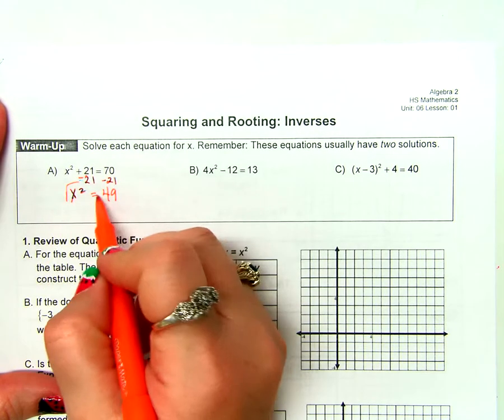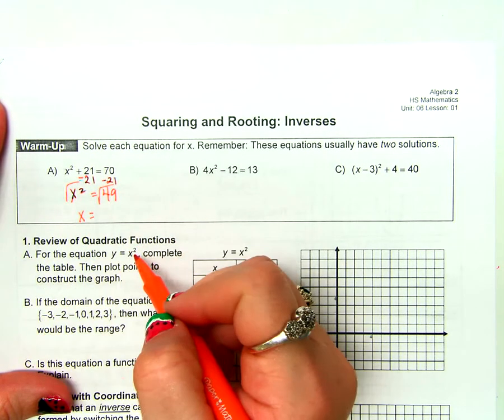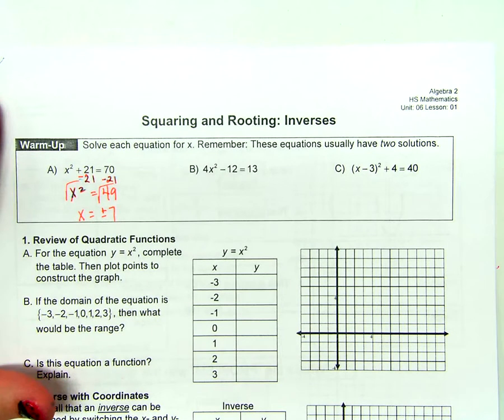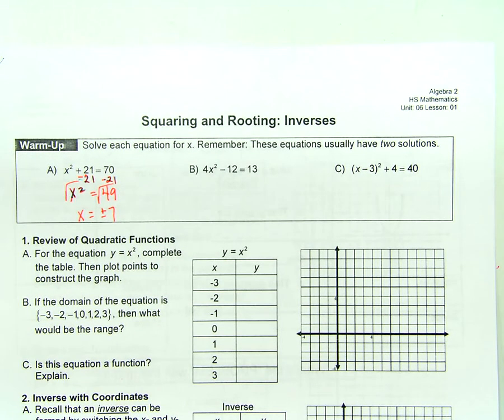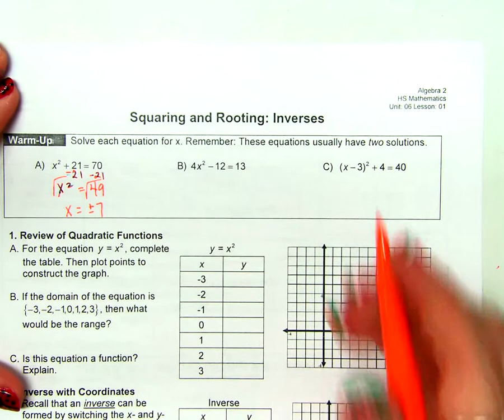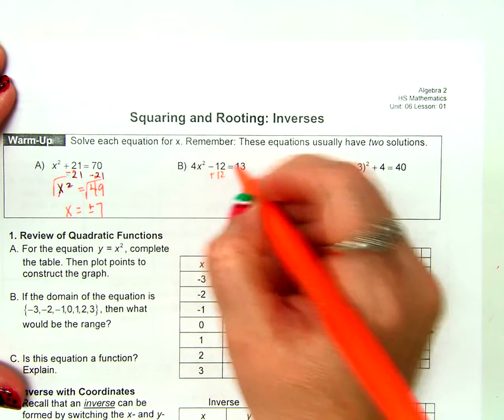When I take the square root of both sides, what do I get? Plus or minus 7. Is that two solutions? What are the two solutions? Positive 7 and negative 7, right? Okay. What about b? What do I do first on b? Add 12 to both sides.